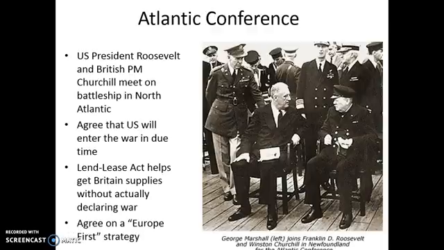The big agreement at the Atlantic Conference is that Japan and Germany are both problems, but Germany's the bigger problem, and Germany needs to be dealt with first. And once the Germans are defeated, then they can focus their attention on Japan.